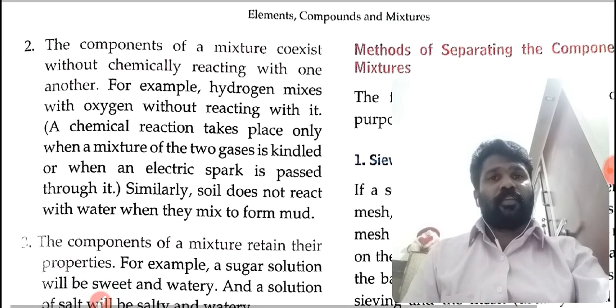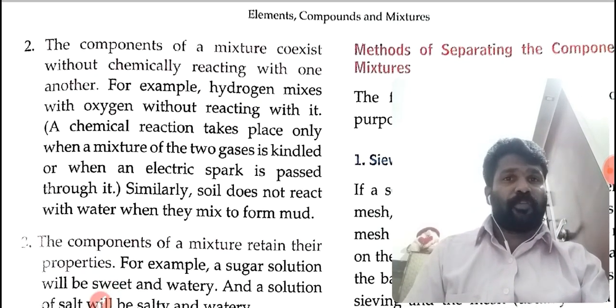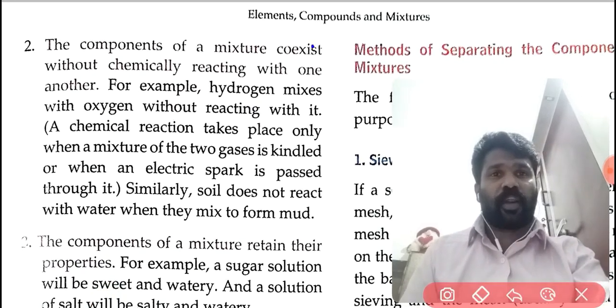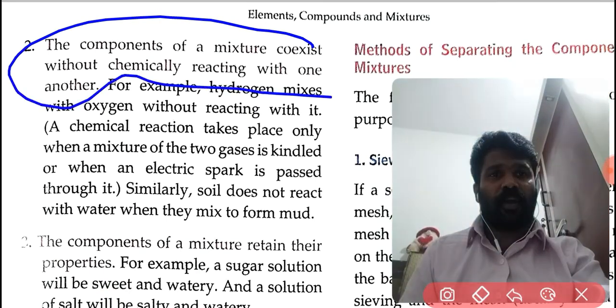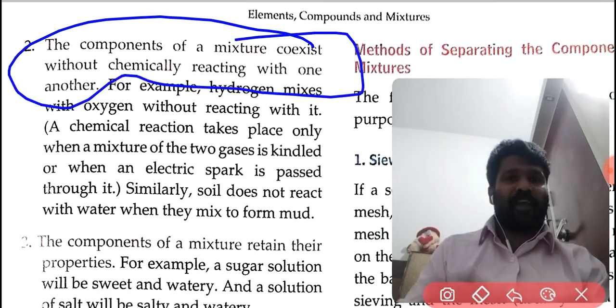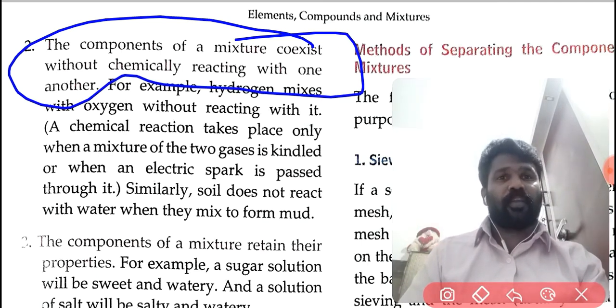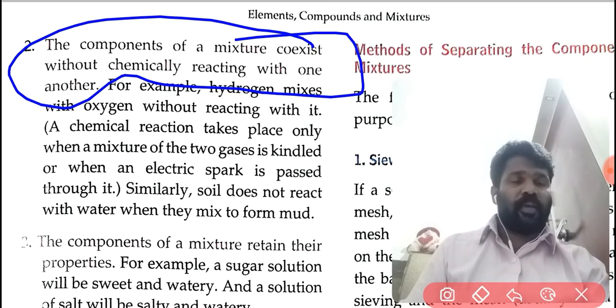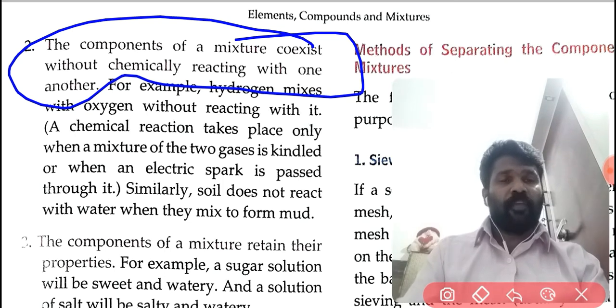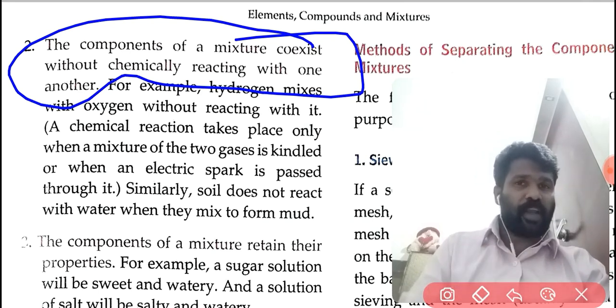Now, another characteristic is that the components of a mixture coexist without chemically reacting with one another. Please underline it. For example, hydrogen mixes with oxygen without reacting. Clear? A chemical reaction takes place only when the mixture of the two gases is kindled. We have to kindle it, heat it or burn it. Then only will the chemical reaction happen.